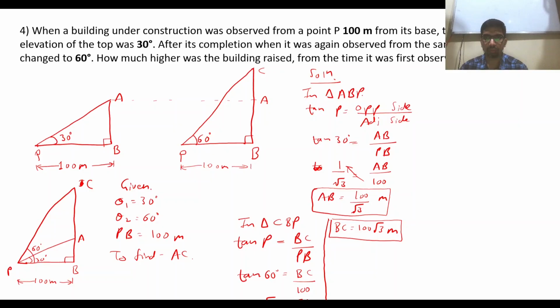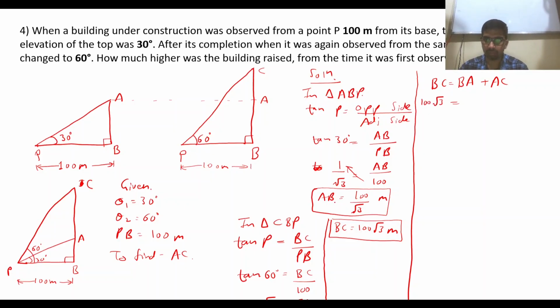Now see, we have to find the AC distance. BC, how is BC made? जो BC है, BC कैसे बना है? Let's see. BC is made by what? BC is made by BA plus AC. Is BA plus AC. So now see, BC is how much? 100 root 3 meters.